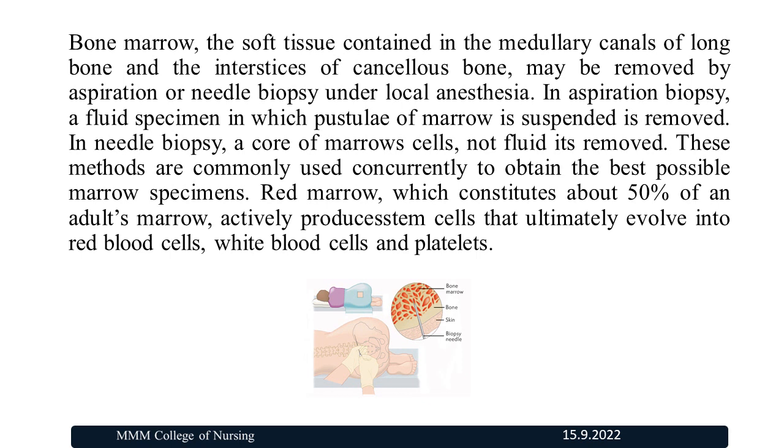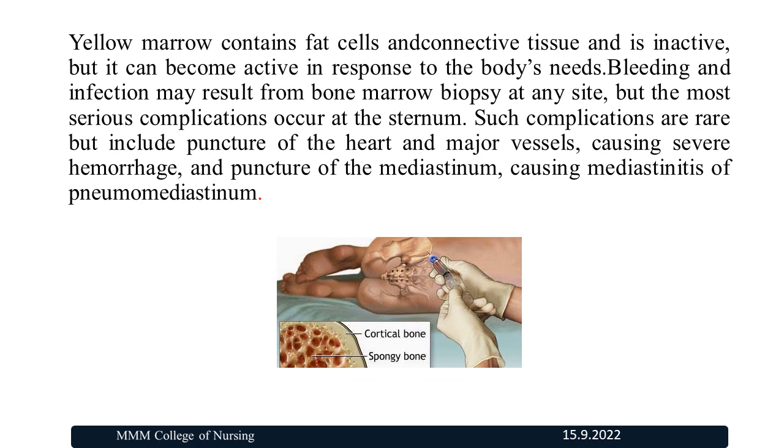Red marrow, which makes up about 50% of an adult's marrow, actively produces the stem cells that ultimately evolve into red blood cells, white blood cells and platelets. The yellow marrow contains fat cells and connective tissue and is inactive, but it can become active in response to the body's needs.